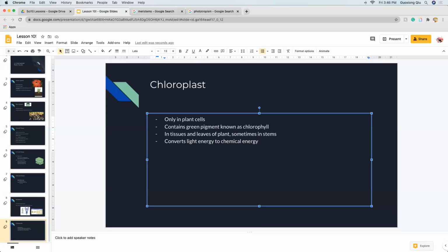So the light energy converts into chemical energy, which is glucose, the chemical energy it makes. And then that's where we store the energy. I'll write stored as glucose.